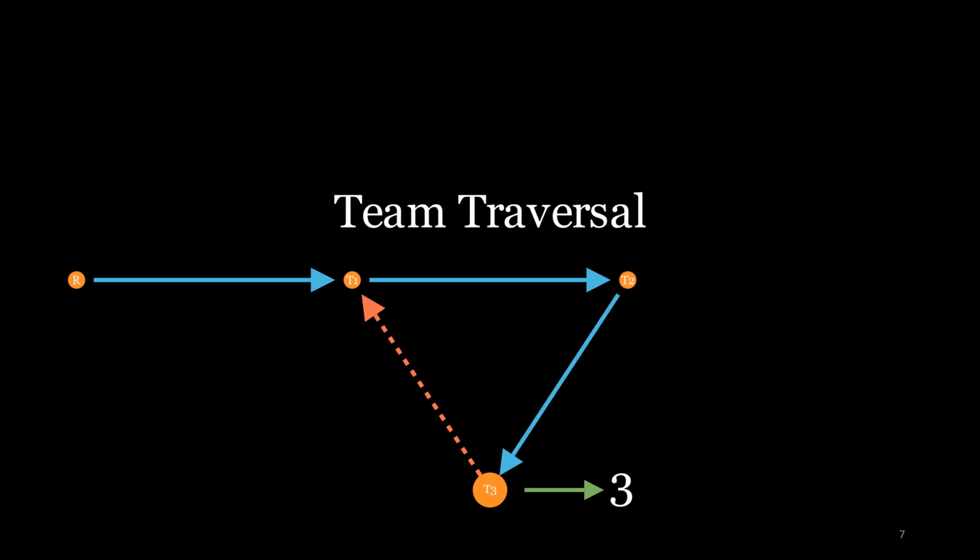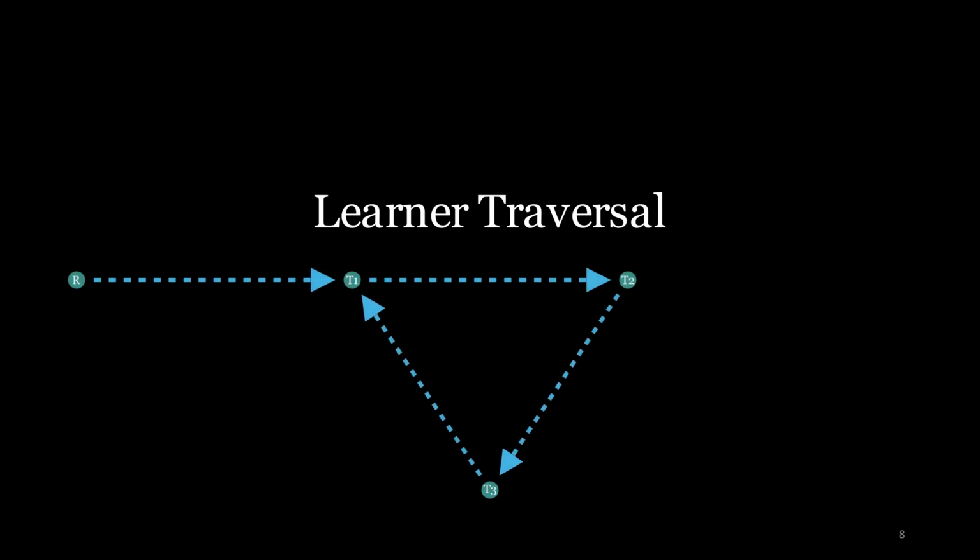Note here how we couldn't return back to team 1 from team 3 because we had already visited team 1. Now let's take a look at the same graph under the learner traversal strategy. Note how there's no problem returning to Team 1 because we are not revisiting any edge that we've already seen.